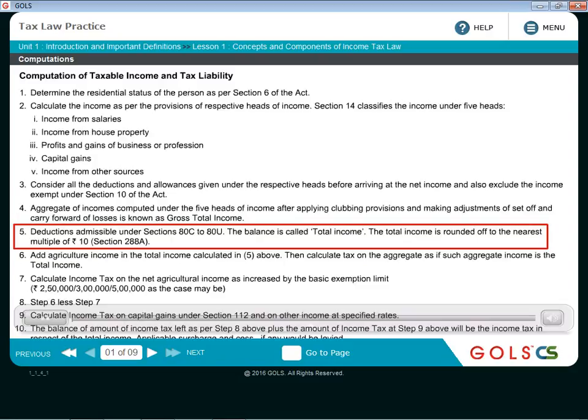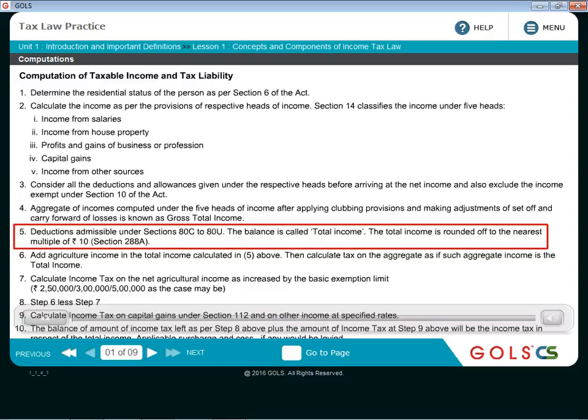Now this net income, which is popularly known as the total income of the person, will be rounded off to the nearest multiple of rupee 10. For example, if a person has an income of 5 lakh 8 rupees, then his income will be rounded off to 5 lakh 10 rupees. This is known as rounding off of income under section 288A.